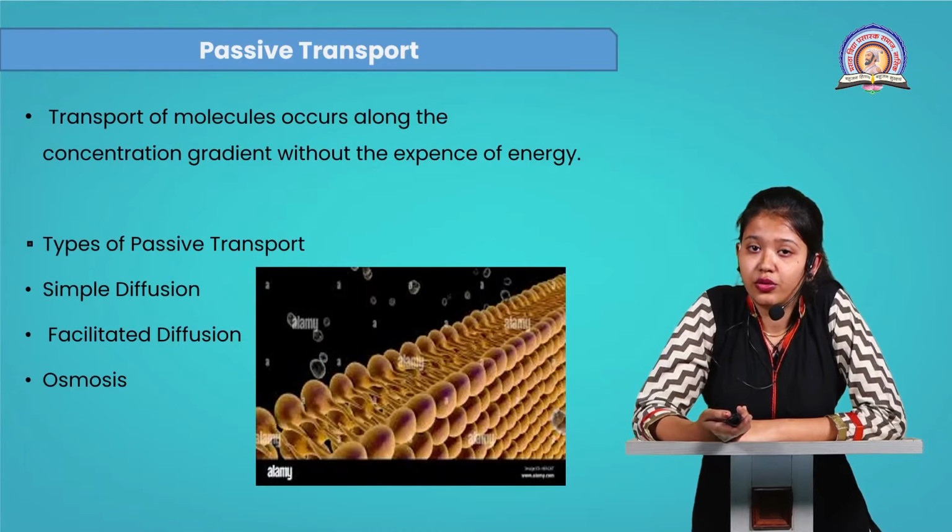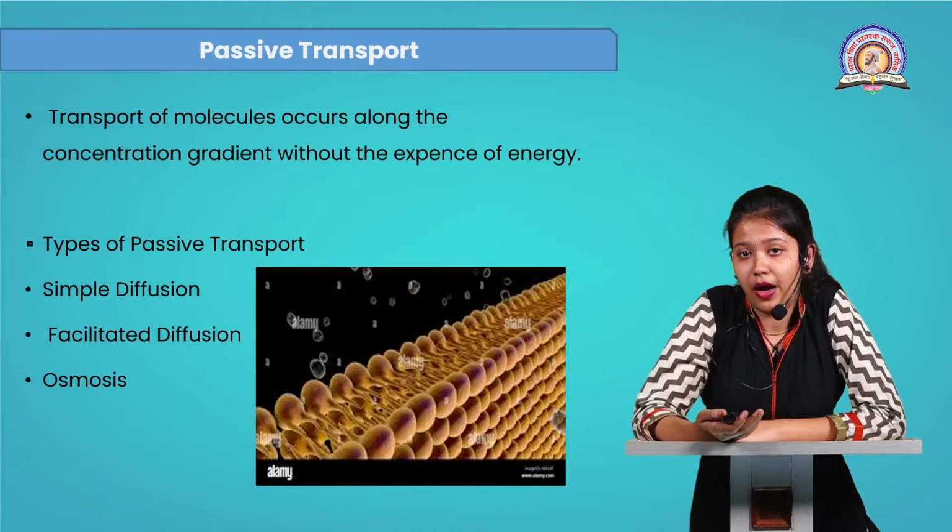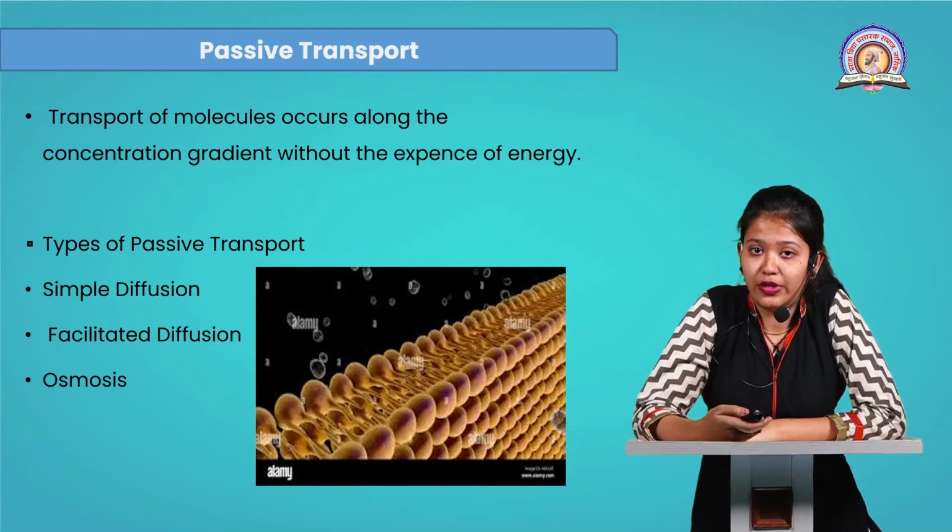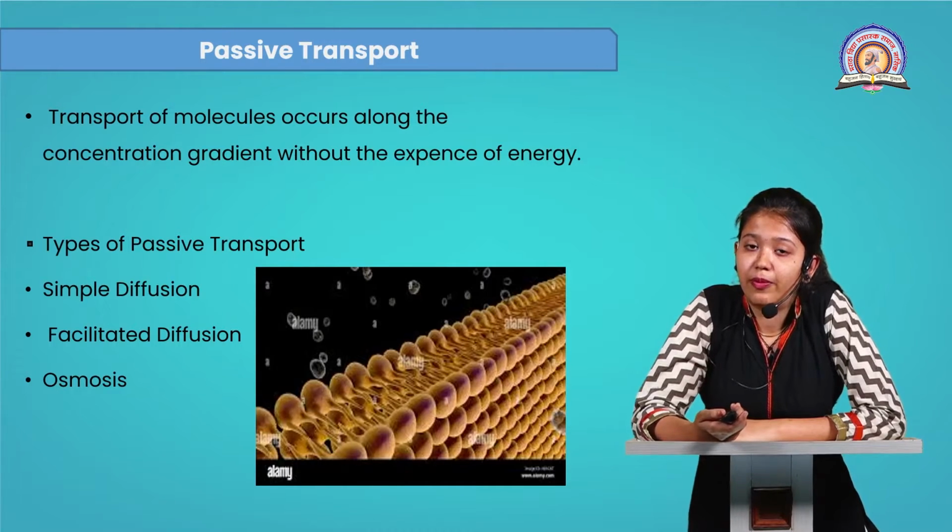The first type is passive transport. In this type, transport of molecules occurs across the membrane simply by passive diffusion, that is through a simple lipid bilayer. There are three types of passive transport. First, simple diffusion. Second, facilitated diffusion. Third, osmosis. Before that, I would like to say a few points about passive transport.